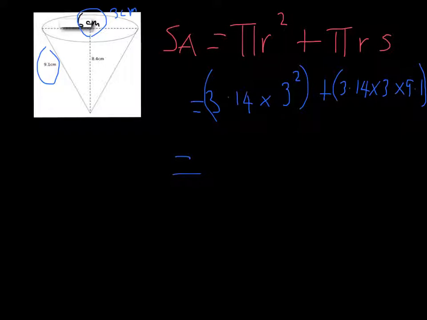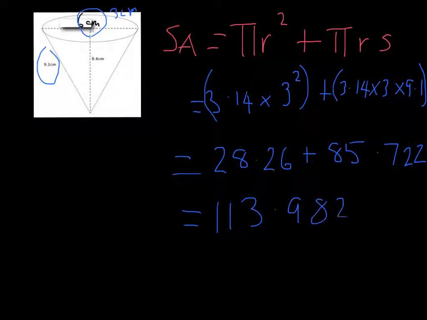Then we can use our calculator to find the answer. So 3.14 times 3 times 3 is equal to 28.26. Plus the other side for the curved surface of the cone, 3.14 times 3 times 9.1 is going to give us 85.722. You could round that off to 2 decimal places, but I'm just going to add the first part onto that answer on my calculator. So add 28.26 to that last answer, which gives me 113.982. Rounded correct to 2 decimal places, that is 113.98 centimeters, and because we're calculating surface area, centimeters squared.